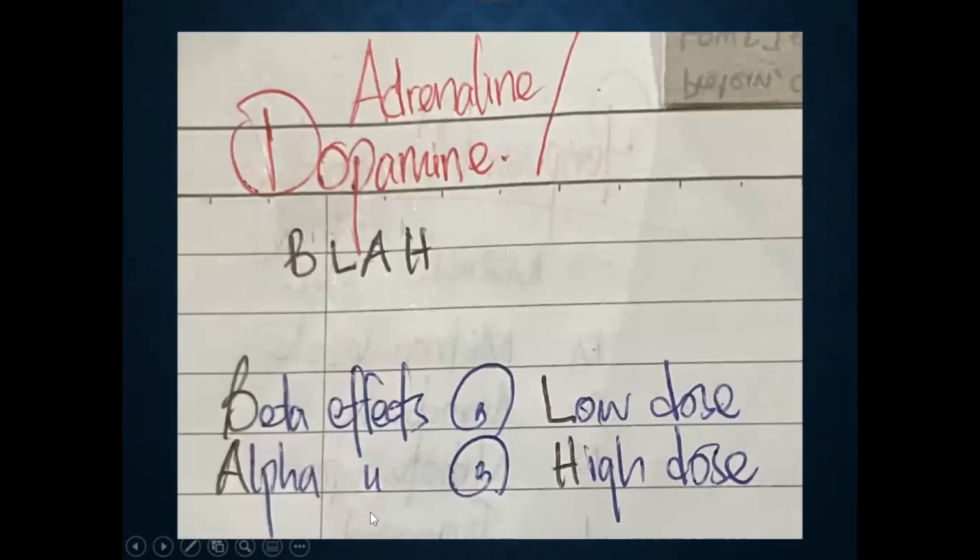Beta effect at low dose, alpha effect at high dose. This is how I remember. I will give a lot of mnemonics. I'm a person who remembers pharmacology with a lot of mnemonics. There are a lot of people who don't fancy that, but it's up to you. I give you what I think are good methods to remember or read. Take it or leave it, or you can change the mnemonic according to your preference.